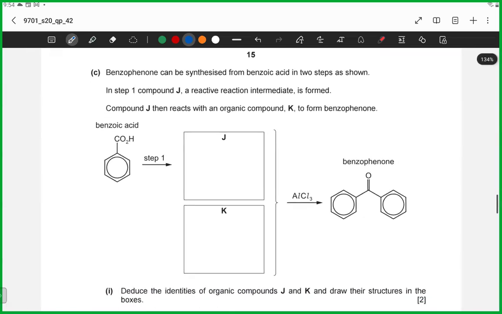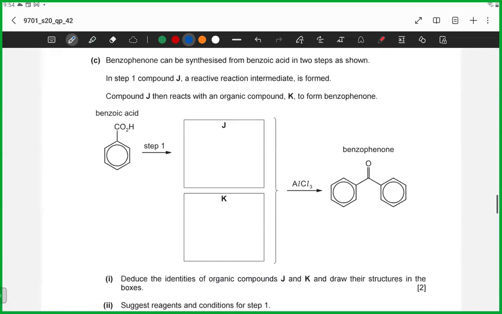That's the next one. You got an organic question and it says that you think benzophenone can be synthesized from benzoic acid in 2 steps as shown. And so basically you have to make these 2 steps up. Now, one of the reactants is probably going to be benzene. And this is acylation that's taking place.